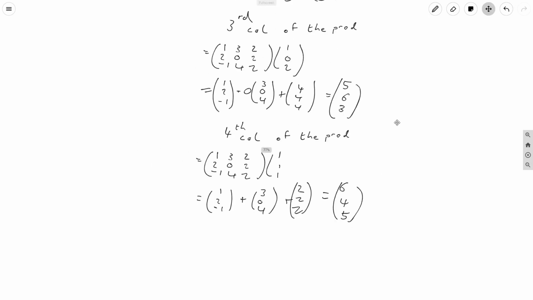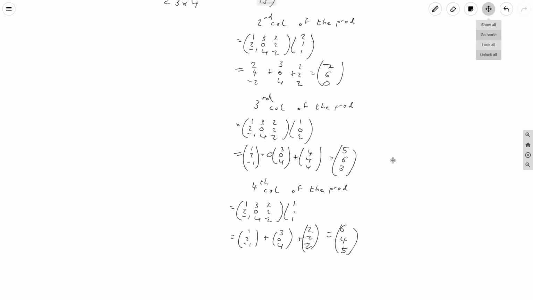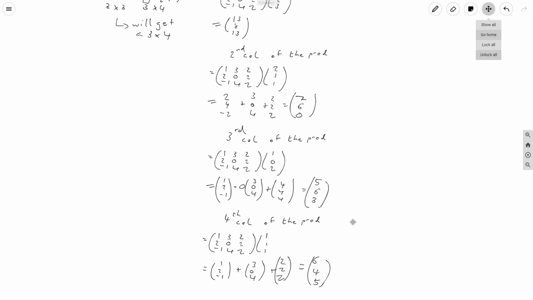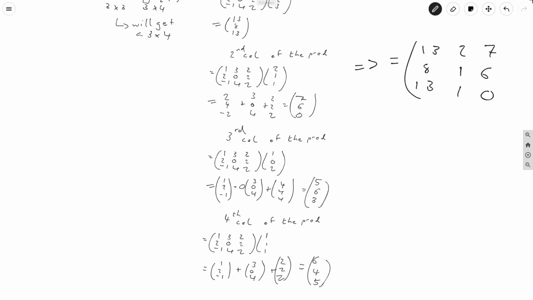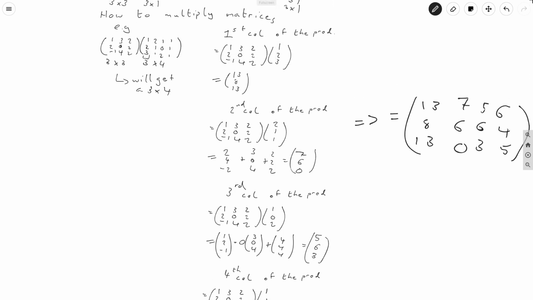Now let's see if we can zoom out a bit. Notice we've done this calculation 4 times, for each of the 4 columns that we'll get in our output space. Therefore, the product over here is equal to that: 13, 8, 13, then 2, 1, 1, 7, 6, 0. Oh, sorry, this is my mistake. This shouldn't be a 2, 1, 1. The second column is 7, 6, 0 from our calculation. And this is 5, 6, 3, and 6, 4, 5. And this is our product from this matrix over here.